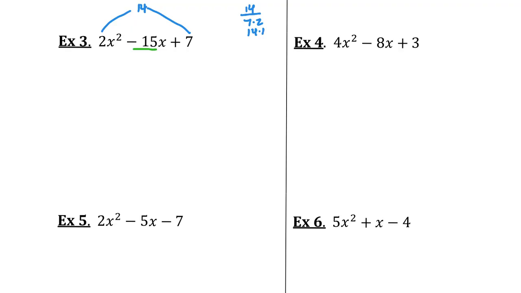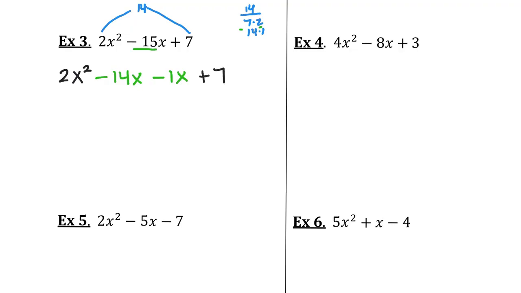14 plus 1 is the closest because that's positive 15. To make it add up to negative 15, I'm going to make it negative. So 2x to the second is the same. I'm going to split the 15x into minus 14x minus 1x, and I'll bring down the plus 7. Okay, I'm going to group it.